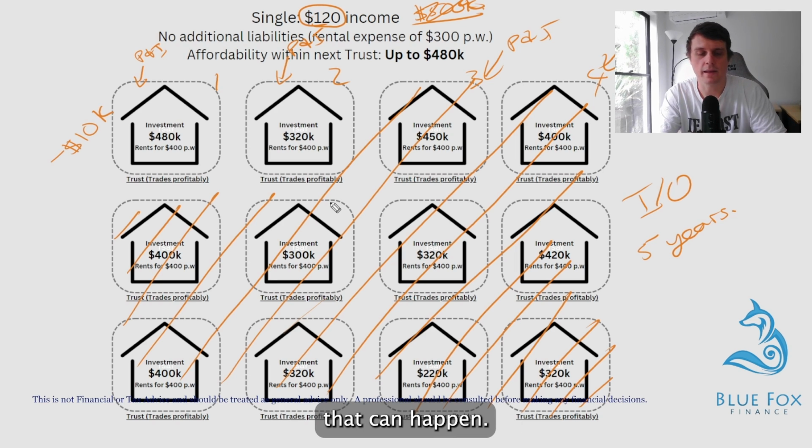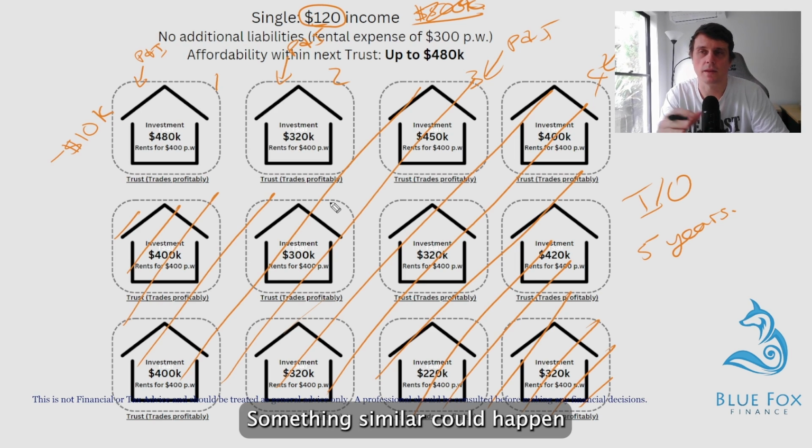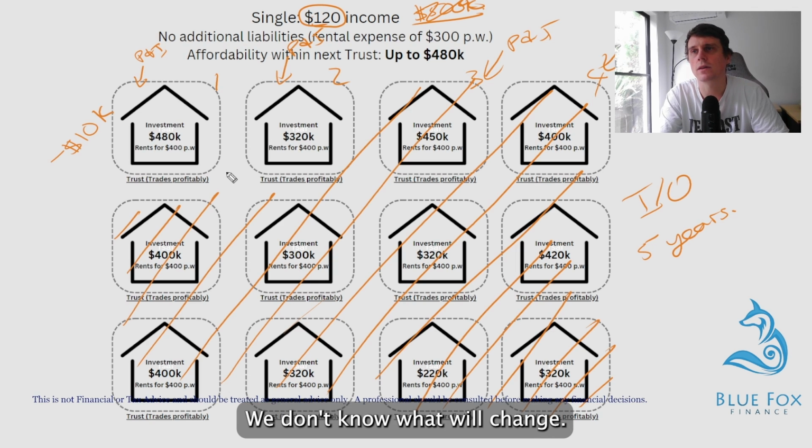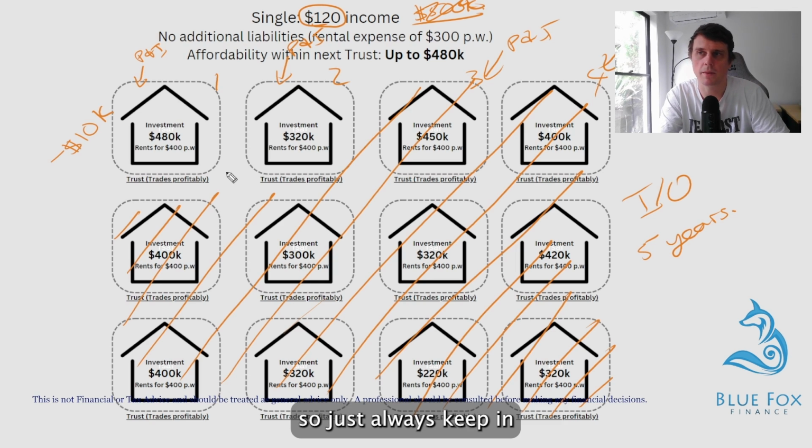The other things that can happen, we're talking about the bank policies now, how we can do things now. Royal Commission changed a lot of things. Something can happen in the future that changes a lot of things. So you might set this up and you get to 4 properties, and the bank may say, well, now we have to include all of these properties in our calculations. We don't know what will change. So just always keep in mind that we don't know what the future will hold.